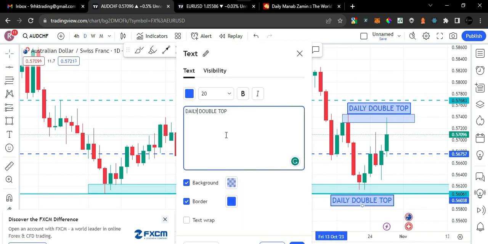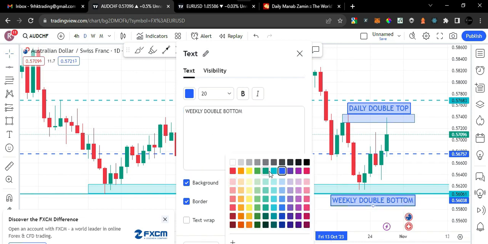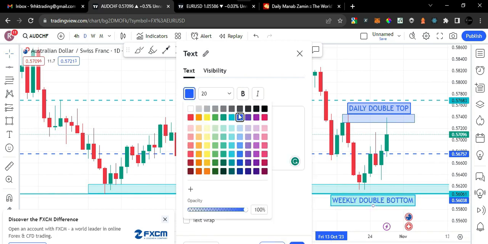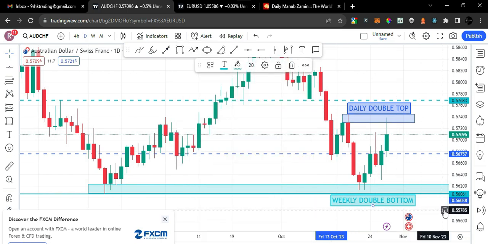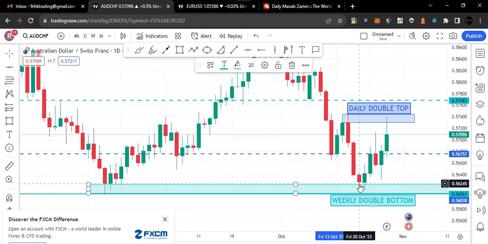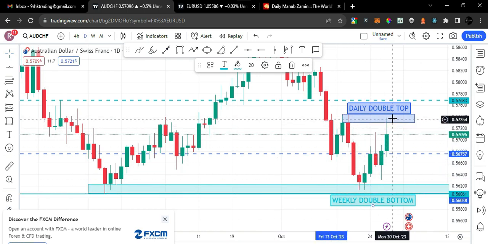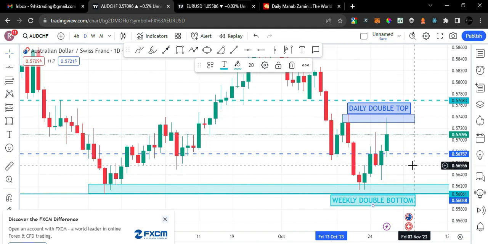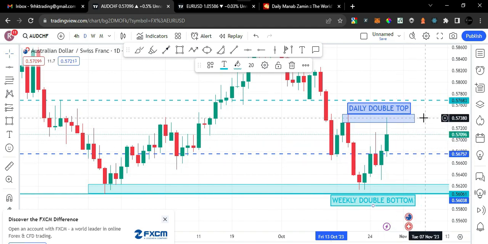It is weekly double bottom. I beg your pardon. So this is the weekly double bottom. As the price has gone up from here to here, this is our range for the daily double top, and the price should come back here, and then maybe it will go up.